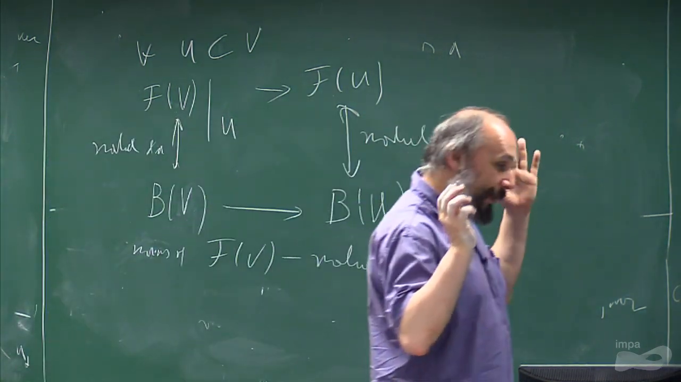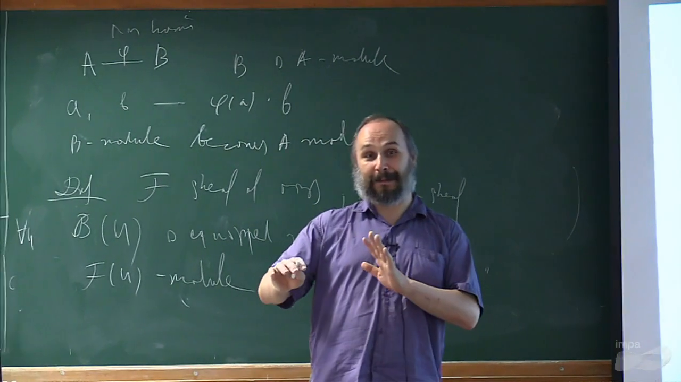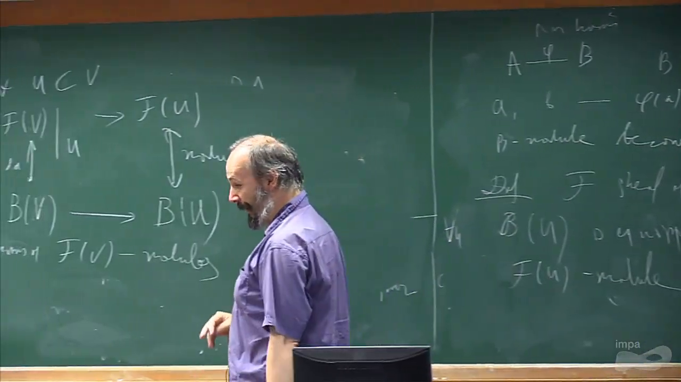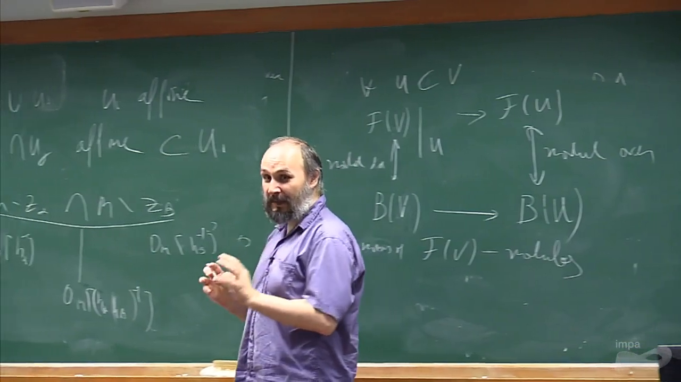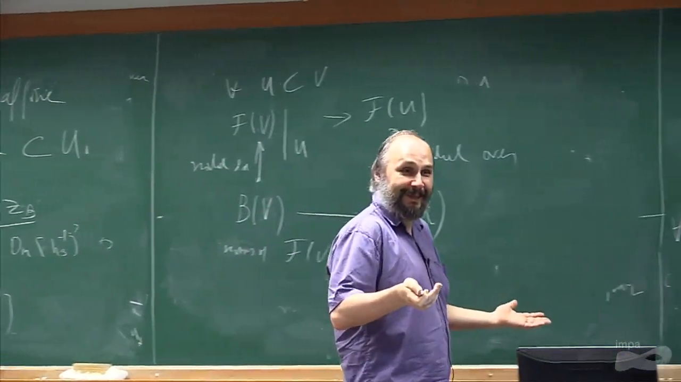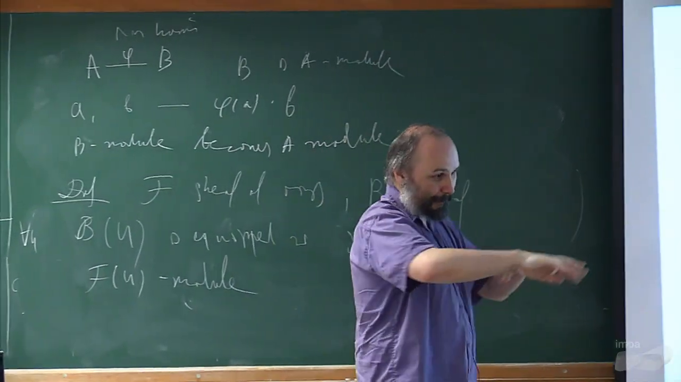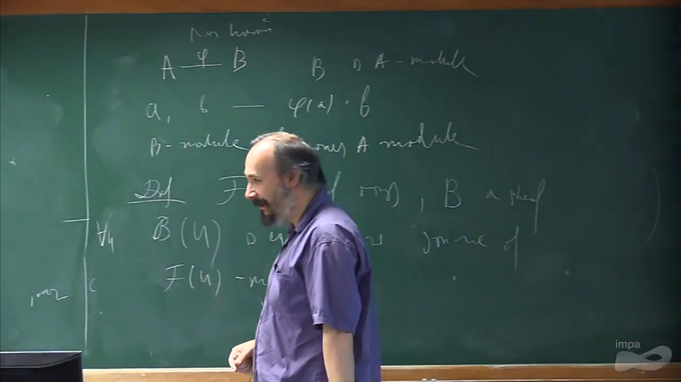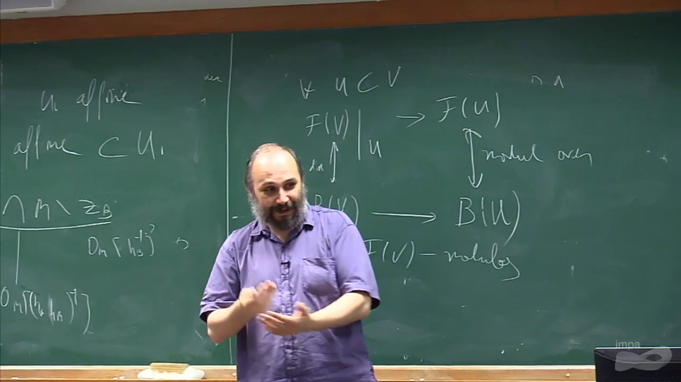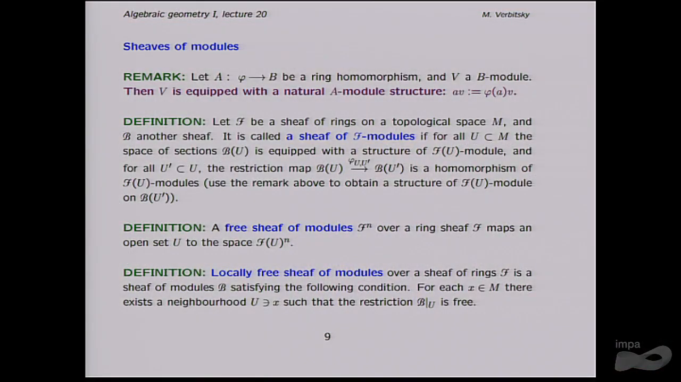For example, let's take the vector fields on a smooth manifold. You multiply vector fields by functions. This means that they are modules over functions. On the other hand, they are sheaves, because you can restrict vector fields to a smaller subset. It will be vector fields on a smaller subset, but this restriction is compatible with the multiplication by functions.